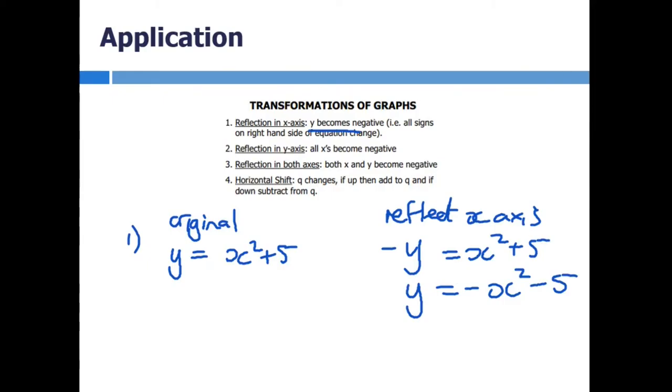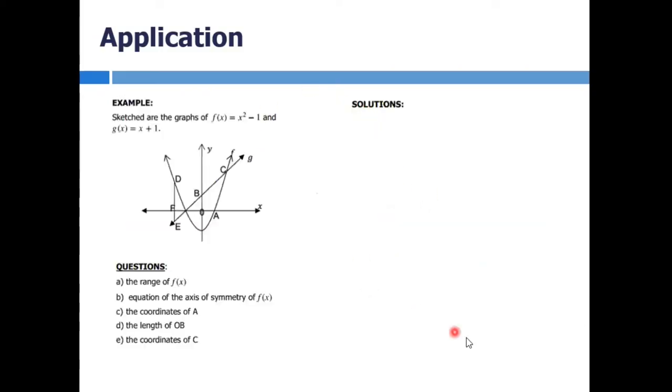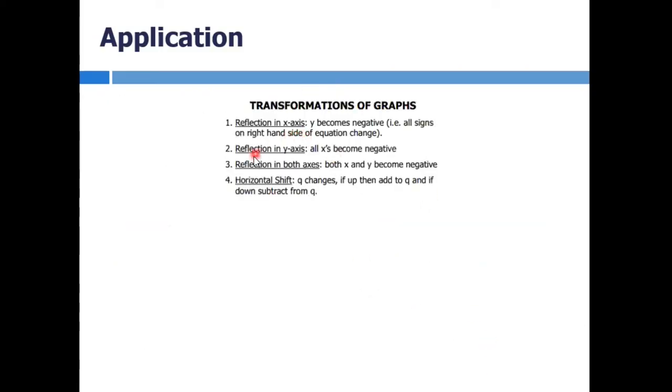Any questions on the applications, or will we come across those later? Sorry, I did just do the one example. Reflection in the y-axis, the x value will change sign. In both axes, you change the sign of both of them. And then a horizontal translation, you add in at the end, so that q value is going to change at the end of your equation. Okay, so that's your transformations of graphs.